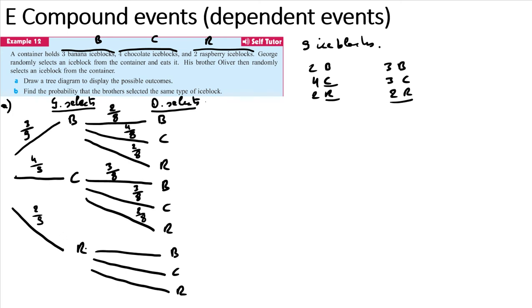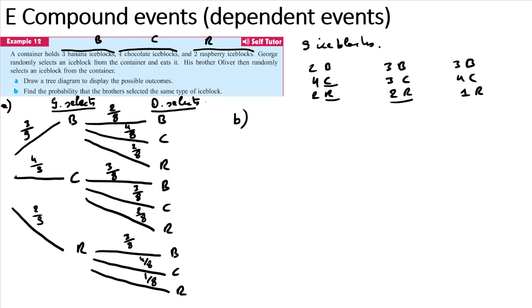Let's say that George selected in the beginning a raspberry ice block, then we still have 3 banana ice blocks, still 4 chocolate ice blocks, and 1 raspberry ice block. The probability of selecting a banana ice block is 3 out of 8, a chocolate ice block is 4 out of 8, and a raspberry ice block is 1 out of 8. And that is the tree diagram.